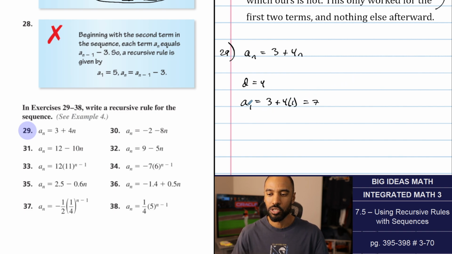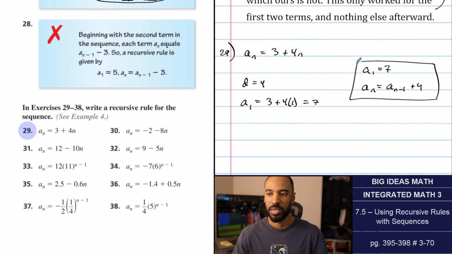So your rule as a whole, literally a part of it is the a sub 1 part, right? A sub 1 is 7, and a sub n takes the previous term plus 4, common difference. Boom, we got it.